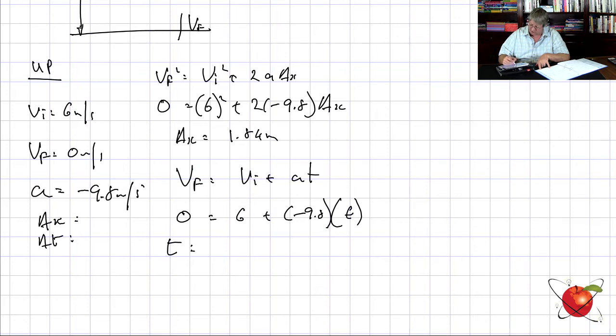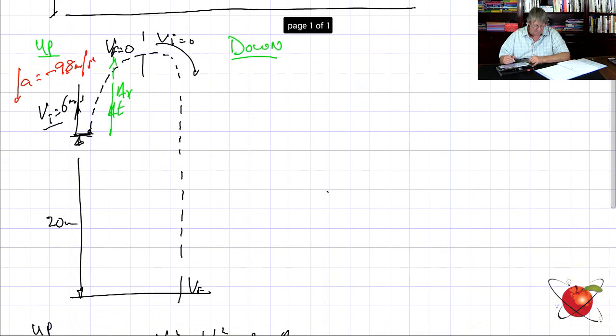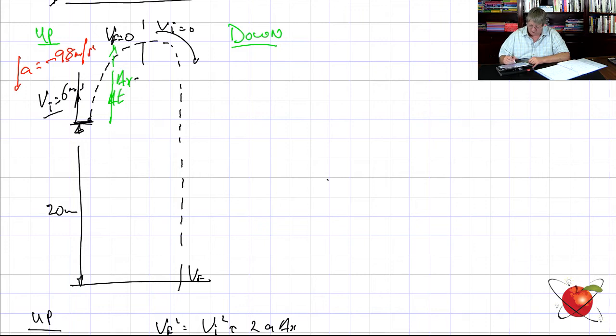V final is V initial plus at, which is 0 equals 6 plus minus 9.8 times t. We solve for t, and we get t equal to minus 6 over minus 9.8, because the 6 goes to the other side, which is 0.61 seconds. Now we go back and put in delta x, which is 1.84, and over here 0.61. Now I've solved the two bits for the up.